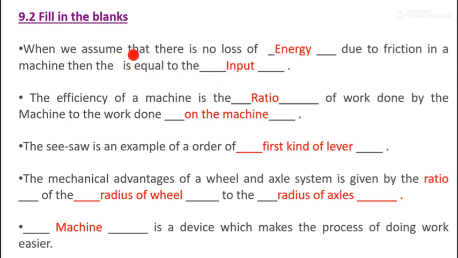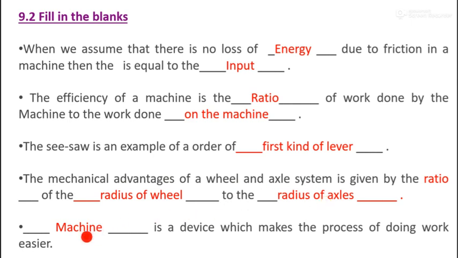When we assume that there is no loss of energy due to friction in the machines, then output energy is equal to input energy. The efficiency of a machine is the ratio of work done by the machine to the work done on the machine. Now the seesaw is an example of the first kind of lever. Second, the mechanical advantage of the wheel and axle system is given by the ratio of the radius of the wheel to the radius of the axle.